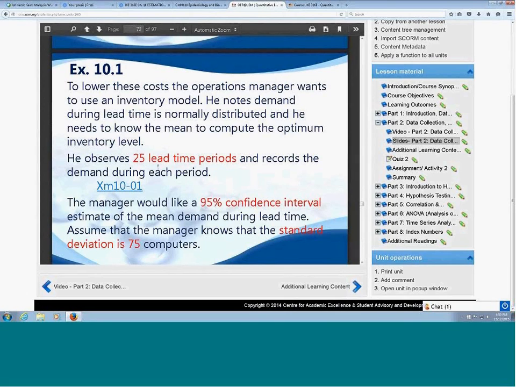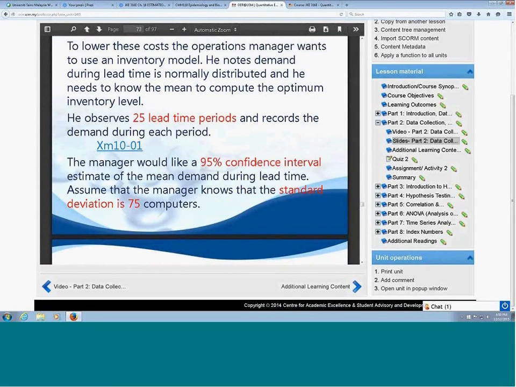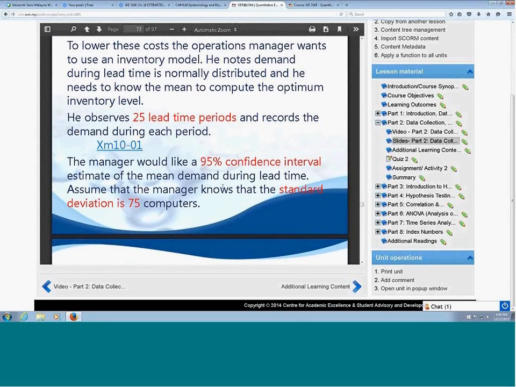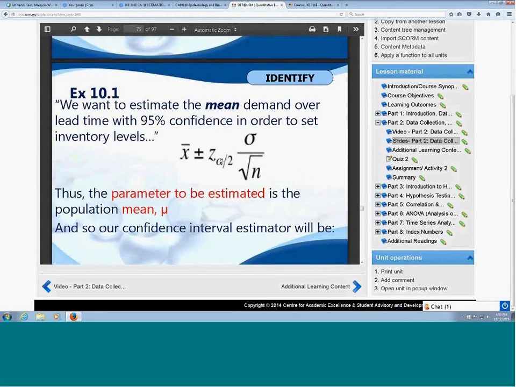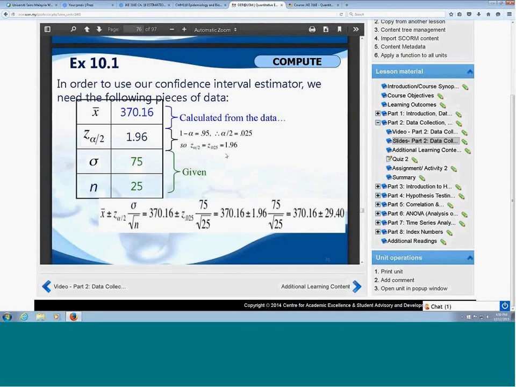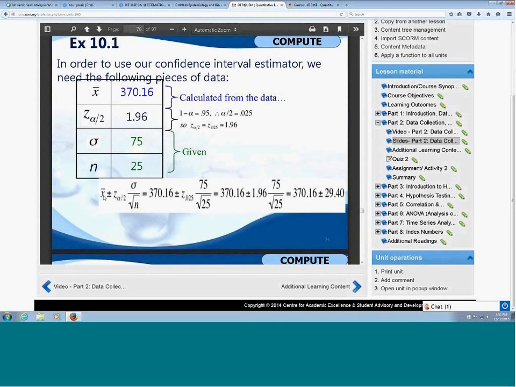And then you will have this phrase, 95% confidence interval. That means you need to use 95, not 99. And you will also be given the value of the standard deviation. So this is the formula. Replace the values into the formula. So X bar is 370.16. This is the original formula.